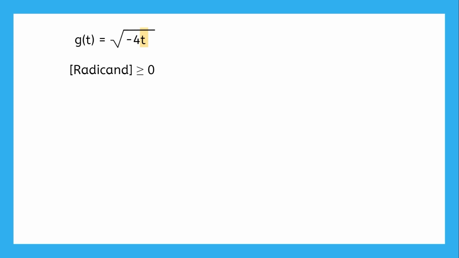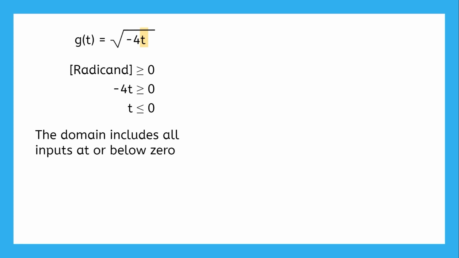To solve this, we just divide both sides by negative 4. 0 divided by anything is always 0. And don't forget to flip the inequality symbol because we divided by a negative number. The result tells us that the input can be any value 0 or below. If you test a number above 0, you'll see that you end up with the square root of a negative number, so it doesn't work.